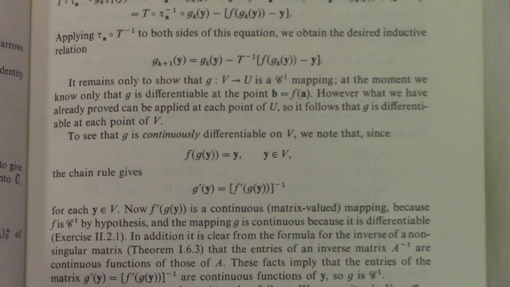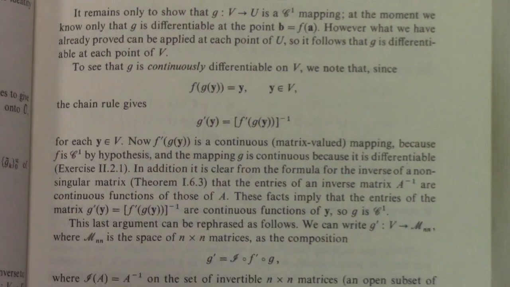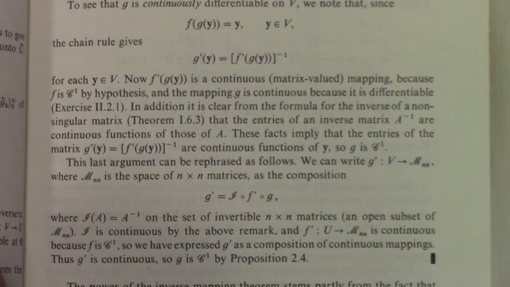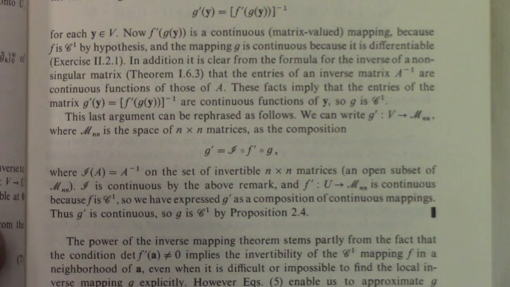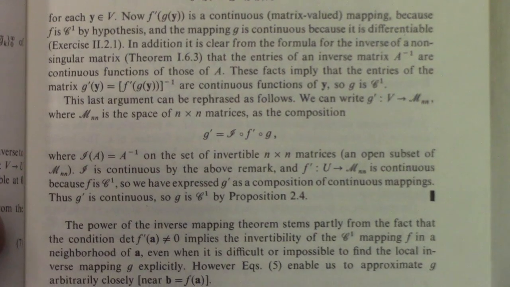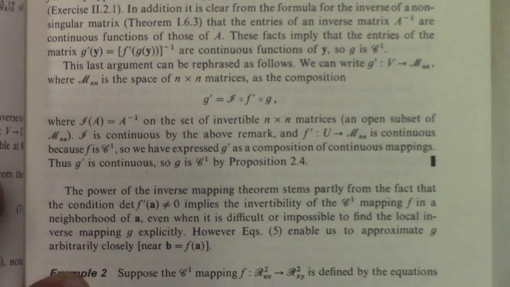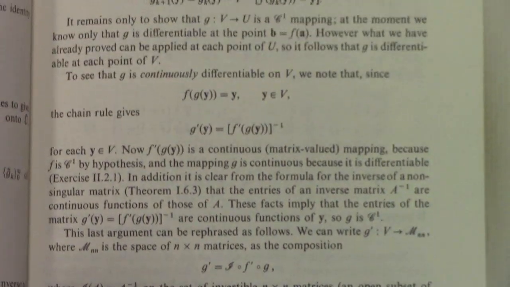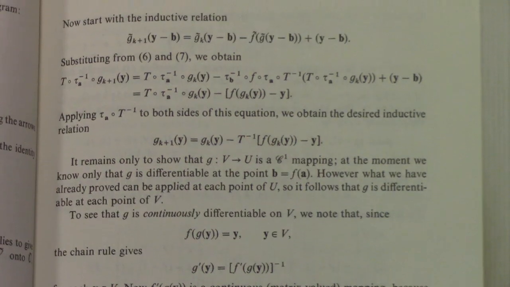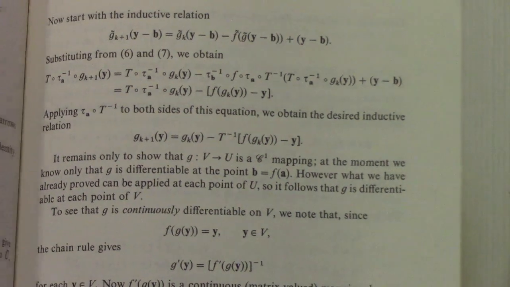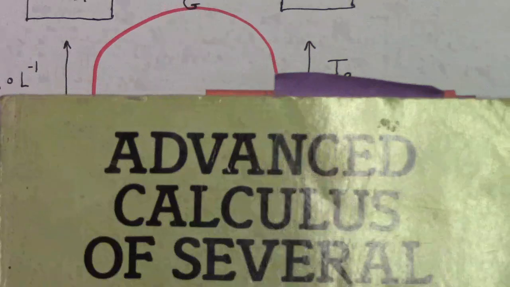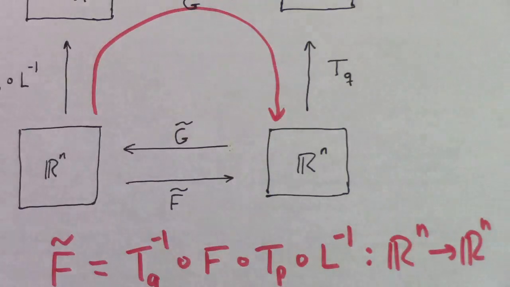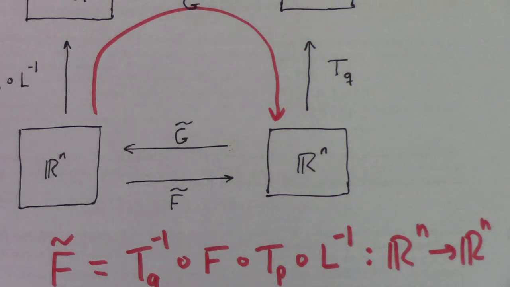So these are the arguments that are still needed to complete the proof, but some of these are redundant. He'll argue something twice, two different ways, just to make sure everybody gets it. But anyway, that's it. So essentially, the rest of the proof is just to show that we can use the little lemma. And so here's that book, Advanced Calculus of Several Variables by C.H. Edwards, Jr.